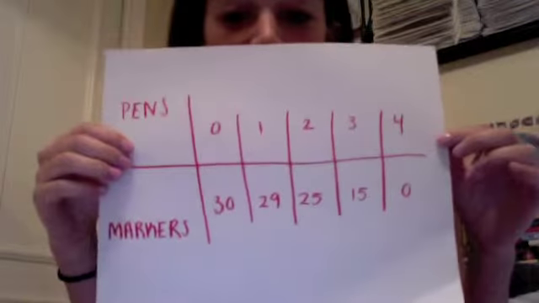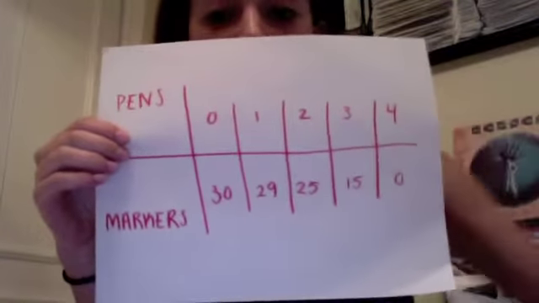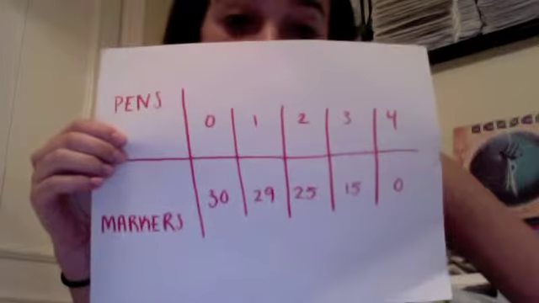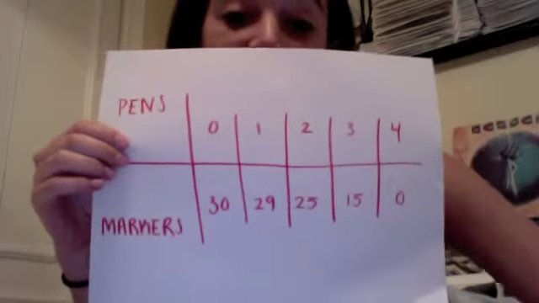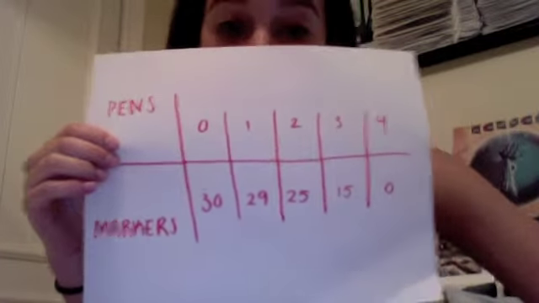So the opportunity cost from A to D was 15 pens. The opportunity cost from B to C was 4 pens. The opportunity cost from E to D was 1 marker. And from C to A, the opportunity cost was 2 markers. So good job, Tristan. I know you got those right.